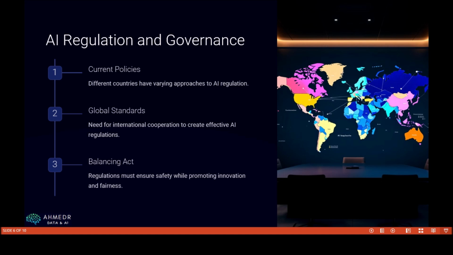Let's talk now about regulation and governance in AI. As AI continues to evolve, the need for regulation and governance becomes even more critical. Governments around the world are starting to develop policies and frameworks to ensure that AI is used responsibly and ethically. But what are the current policies and what more is needed to regulate AI effectively?